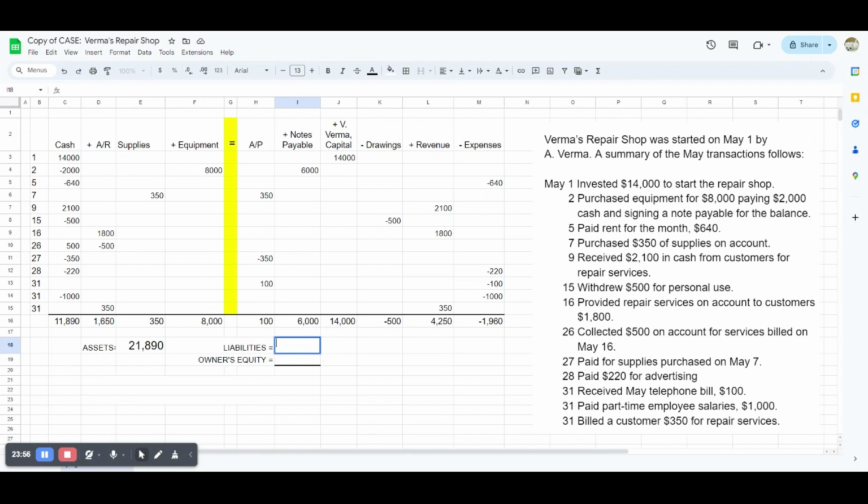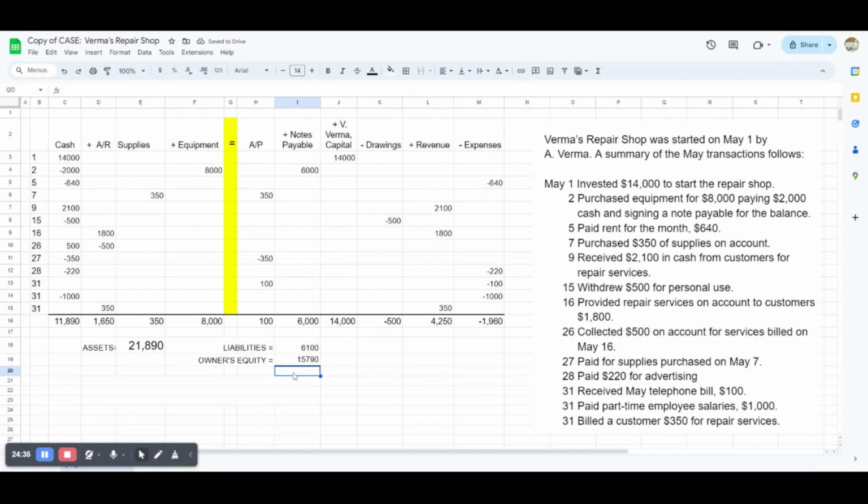6,000 plus 100 is 6,100. And owner's equity. Owner's equity is these accounts. So I'll just do it on my calculator. 14,000 minus 500 plus 4,250 minus 1,960. Okay, so I got 15,790.